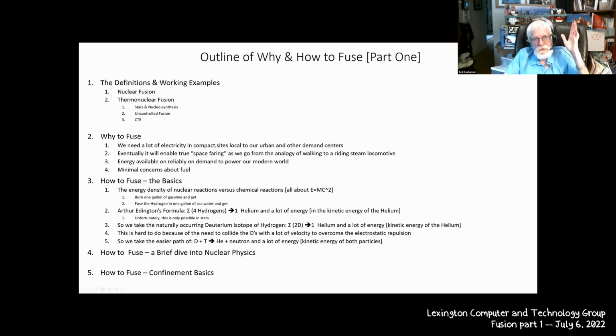Fusion can deliver in urban environments because of the lack of real problems with radioactivity, whereas fission pretty much has to be out in the outskirts. And we'd really like to be able to replace these coal-fired power plants and even maybe the natural gas-fired power plants in our urban environments with fusion. It can do that. It eventually also enables spacefaring, as we can really start to move at really high speeds, not possible with chemical reactions.